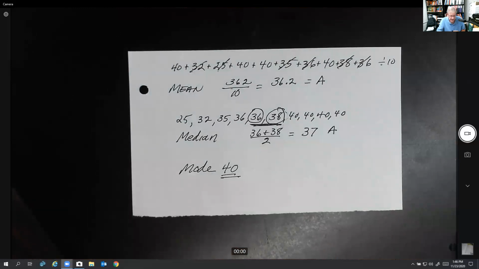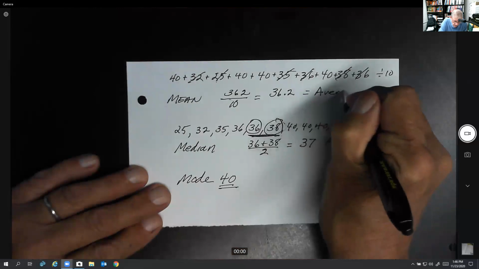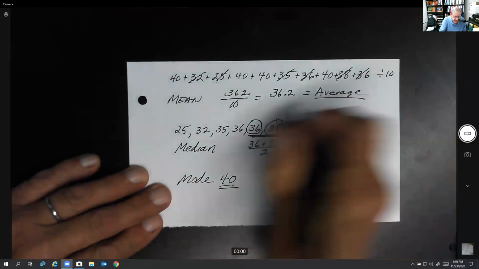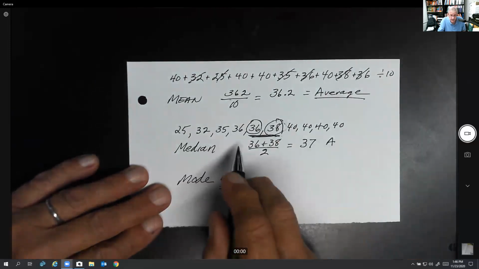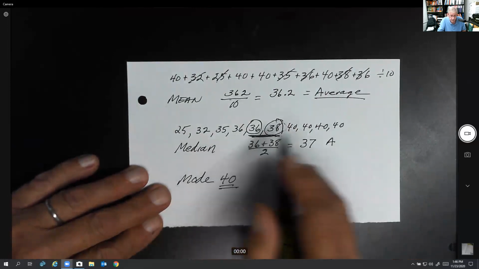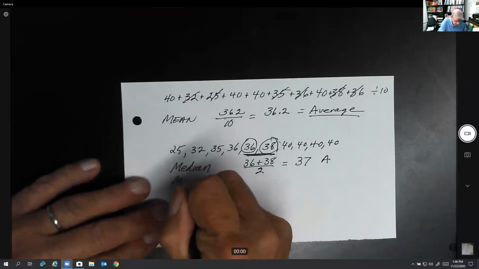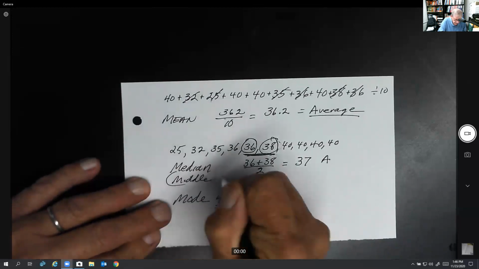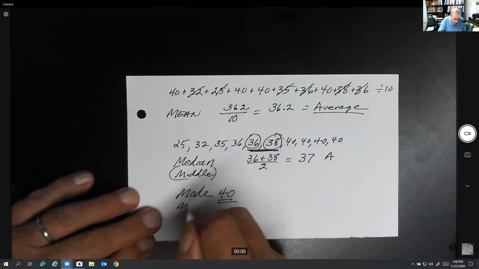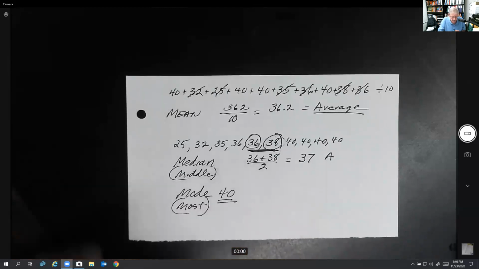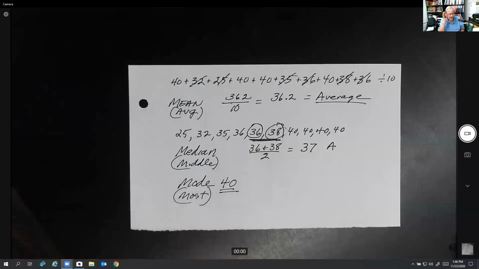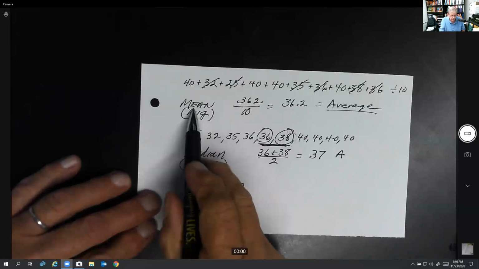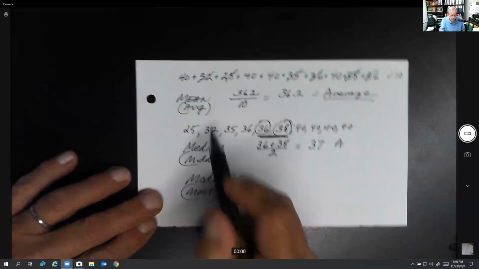So mean is the average. Take the numbers, add them up, divide by how many numbers you have. The median, arrange them in order, and find the middle number. Median, middle. And mode is the most, the one that happens the most. Mean is the average. So there you have the measures of central tendency, the 3 measures: mean, median, mode. They all begin with M.